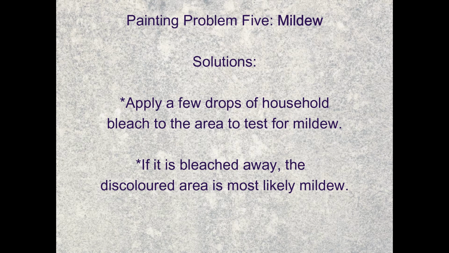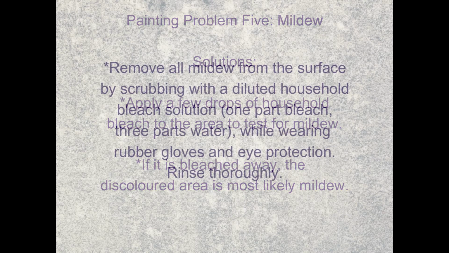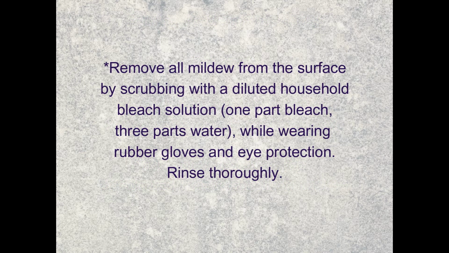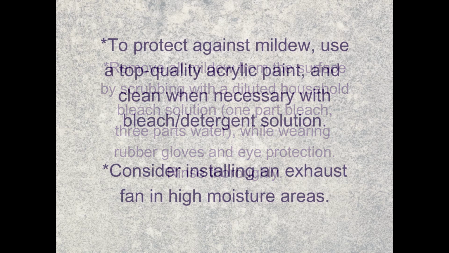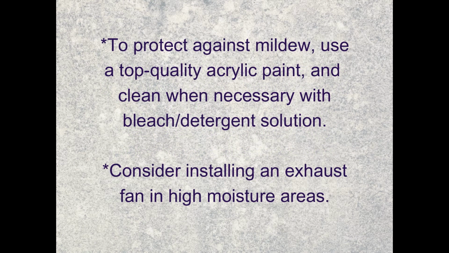Painting problem 5, mildew. Solutions: apply a few drops of household bleach to the area to test for mildew. If it is bleached away, the discoloured area is most likely mildew. Remove all mildew from the surface by scrubbing with a diluted household bleach solution, 1 part bleach, 3 parts water, while wearing rubber gloves and eye protection. Rinse thoroughly. To protect against mildew, use a top quality acrylic paint and clean when necessary with bleach detergent solution. Consider installing an exhaust fan in high moisture areas.